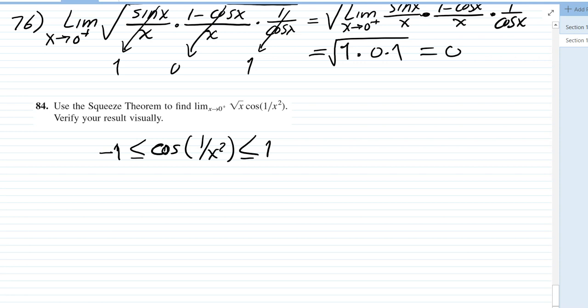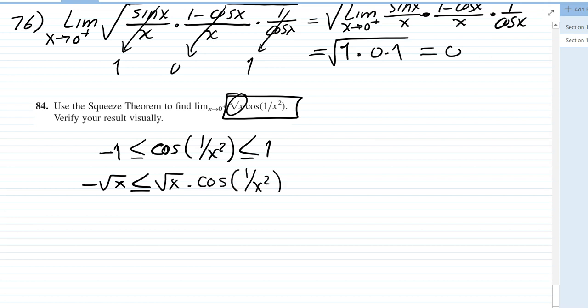Remember, g is this right in here. That's g. I already have cosine 1 over x squared. I only need square root of x, don't I? So let's multiply all 3 parts by square root of x. You see, you try to build to the function that you want to find the limit of. And here's cosine 1 over x squared less than or equal to square root of x. And there you have it.